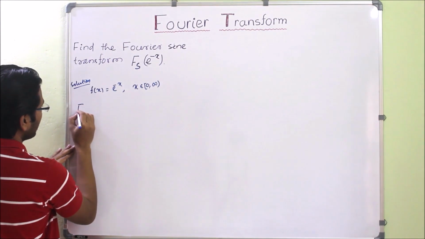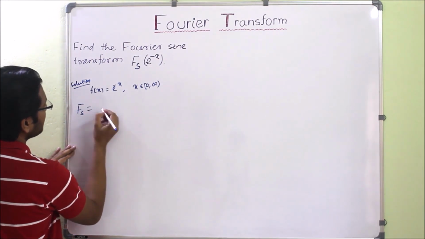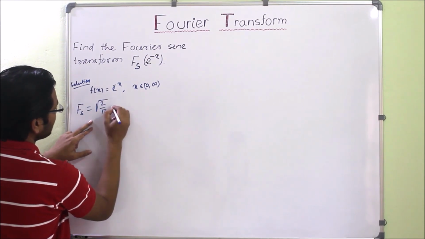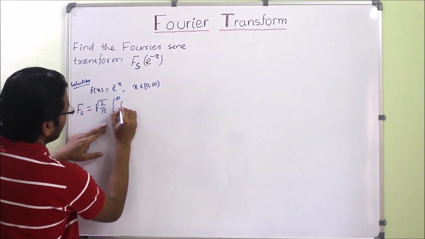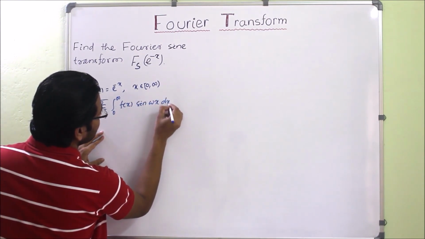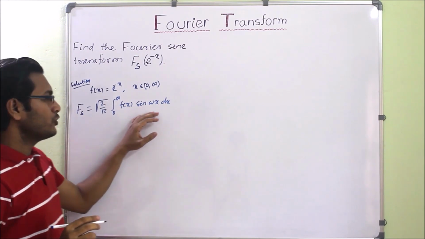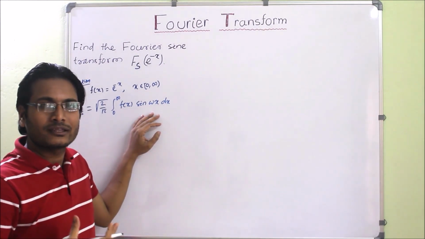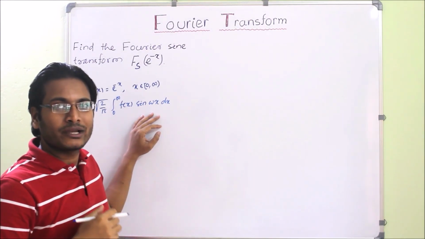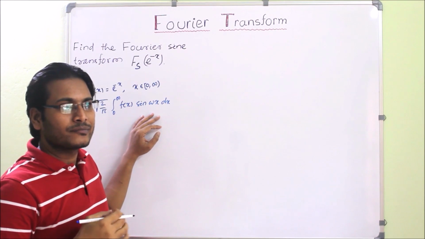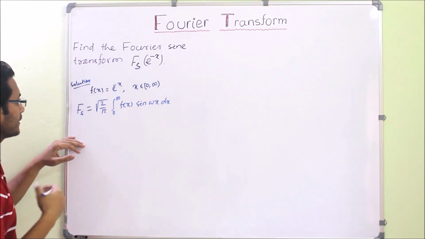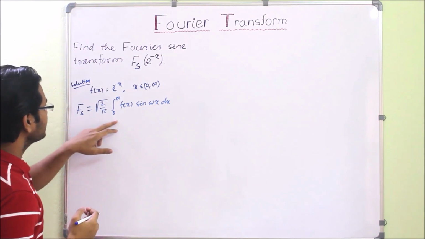So before solving the problem, we need the formula Fs. So Fs is what? Square root of 2 by pi times the integral from 0 to infinity of f of x sine wx dx. So this formula, if you don't understand how this formula came, then you can refer to lecture 1 of the Fourier transform playlist. You will get the idea of how the formula came. It will be very clear to you then. So F of s is this.